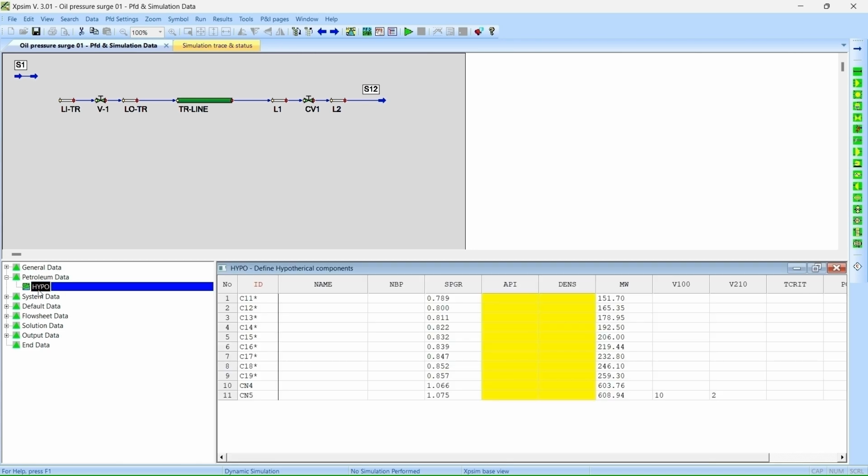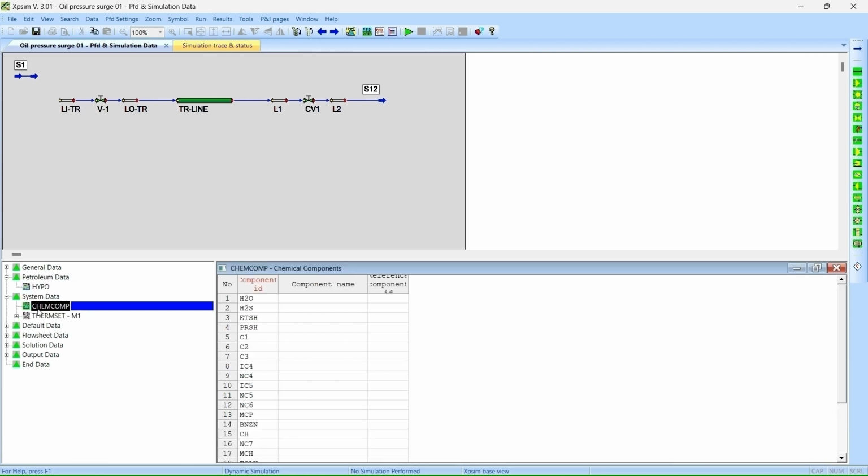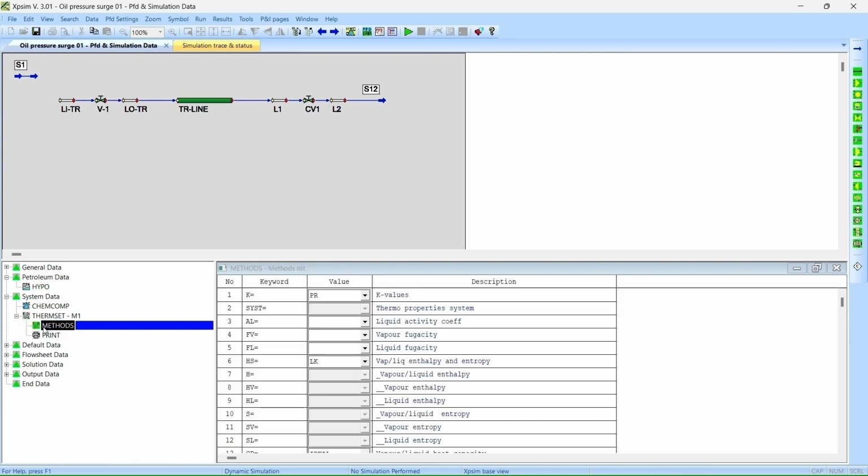We ignore the general data. Passing to the petroleum data category, which shows the definition of 11 pseudo-components. The ChemComp statement defines the other 25 chemical components. The method statement defines the thermodynamic and transport property models required by the simulation.